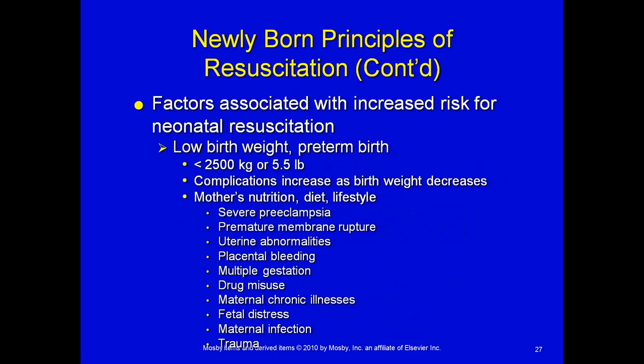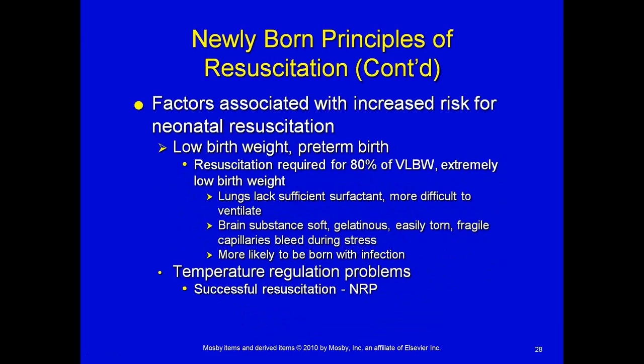Now, low birth weight or a preterm birth is anything under 2,500 grams, or any baby born under 5.5 pounds is considered a low birth weight baby. The less they weigh, certainly the complications can be greater, and birth weight is certainly a product of the mother's nutrition, the mother's diet, the mother's lifestyle. If she has severe preeclampsia, premature membrane rupture will cause low birth weights, uterine abnormalities, placental bleeding, multiple gestation, in other words, twins, triplets, drug misuse, if the mother is chronically ill, if the fetus is in distress during development, if the mother has an infection, trauma to the uterus and the developing fetus.